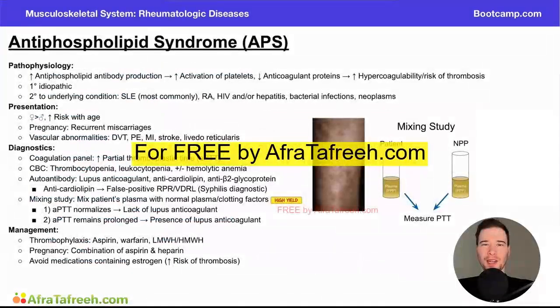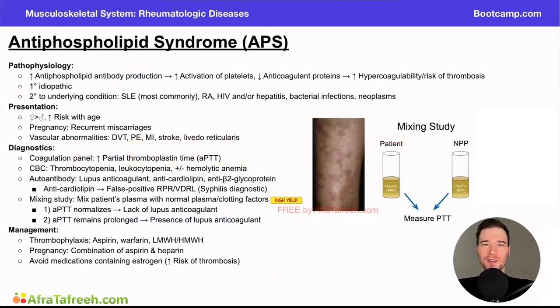Welcome back everybody, David here again with Med School Boot Camp. So in this next video, we are going to talk about a condition called antiphospholipid syndrome. So antiphospholipid syndrome, sometimes shortened to APS, is an autoimmune disease that is associated with an increased risk of thrombosis due to the presence of procoagulation antibodies.